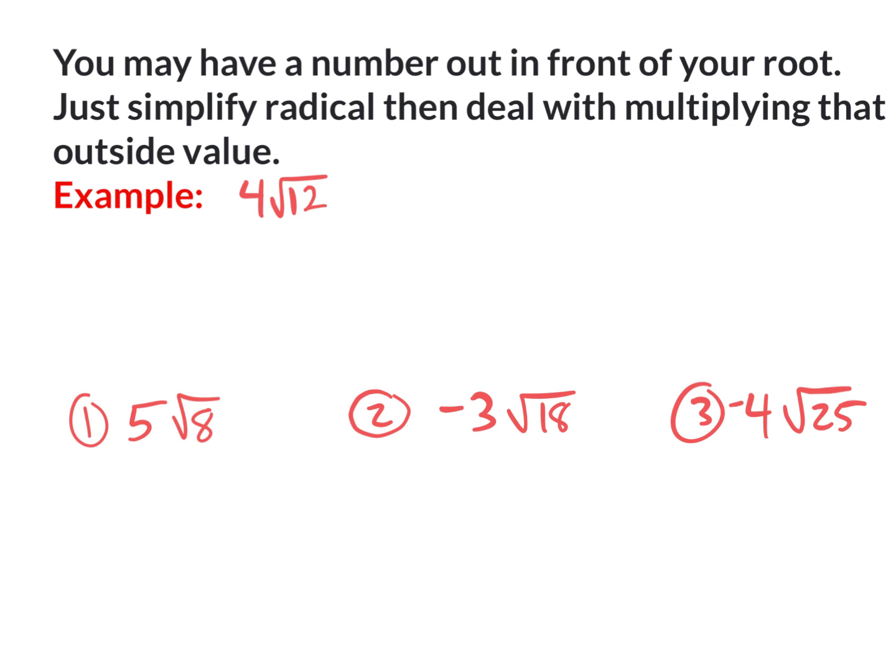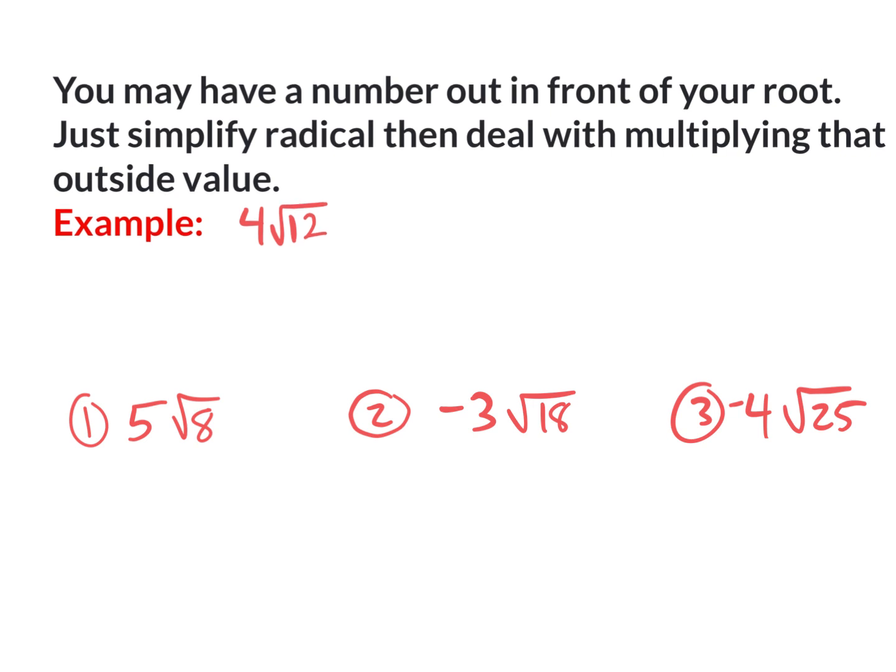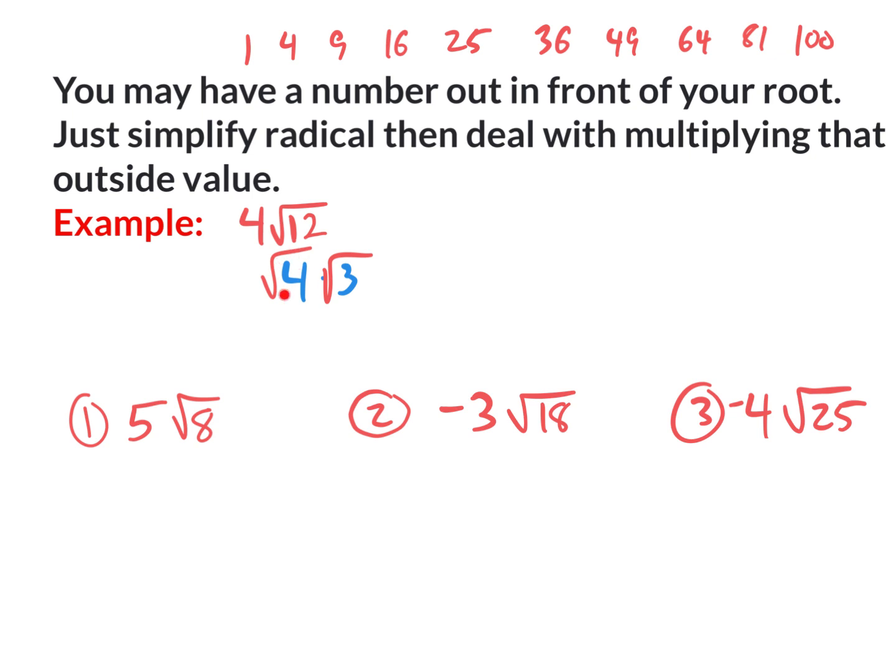Let me write down my perfect square numbers up here. And again, you want to rewrite this to get one of these perfect square numbers. So 2 times 6 would not be good because 2 is not a perfect square, 6 is not a perfect square. But 4 times 3 is the best combo, because when you split the root there, now you could actually do the square root of 4. The square root of 4 is 2. It's the nice number 2, no more square root.